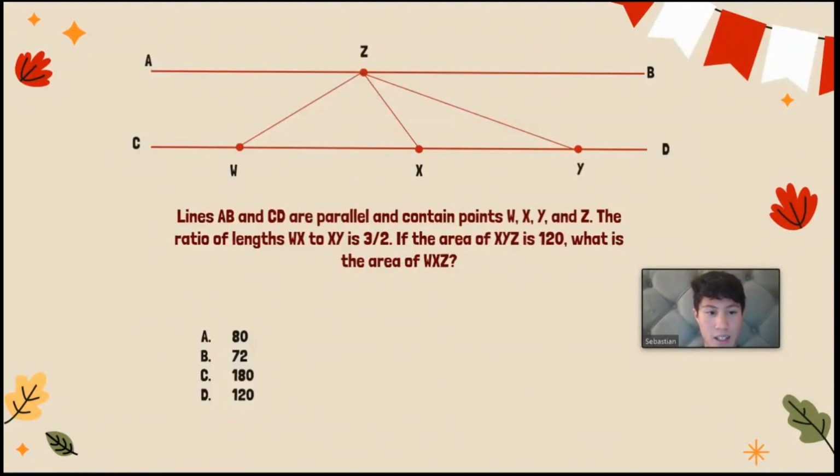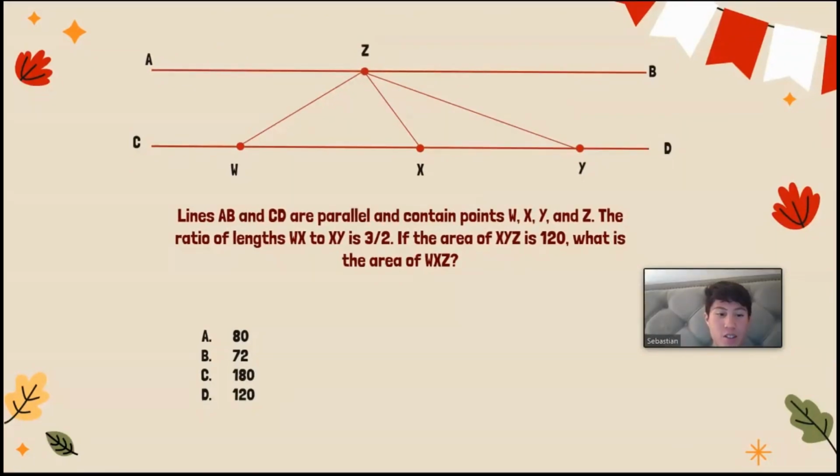Question 3 says, lines AB and CD are parallel and contain points W, X, Y, and Z. The ratio of lengths WX to XY is 3/2. If the area of triangle XYZ is 120, what is the area of triangle WXZ? The correct answer is answer choice C, 180.